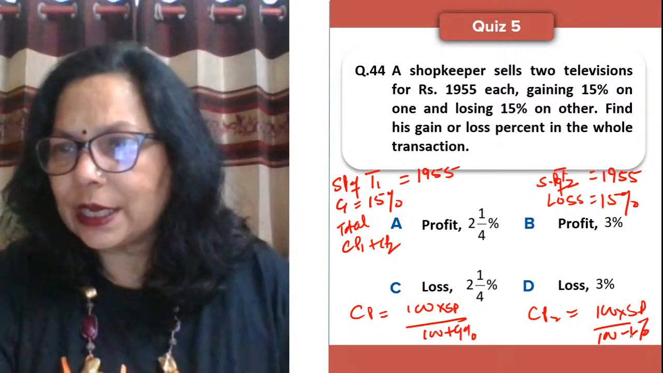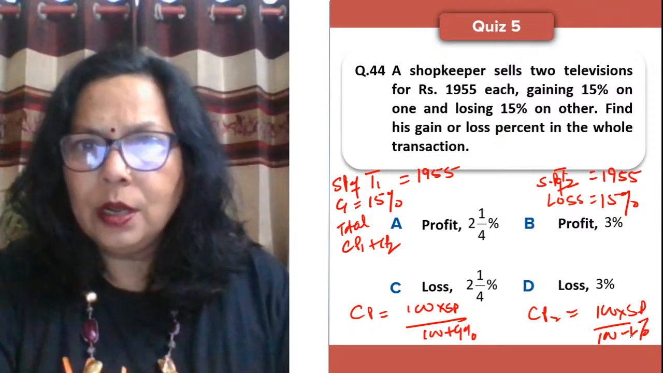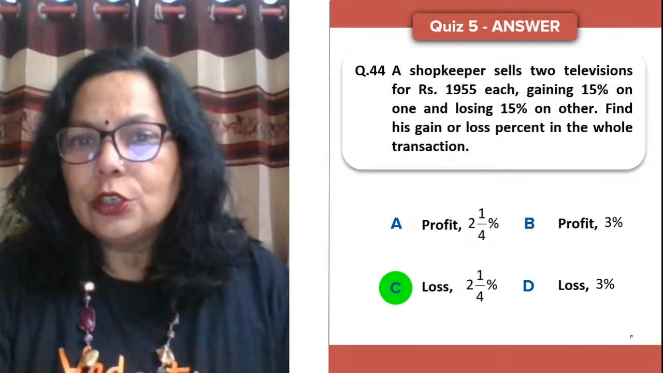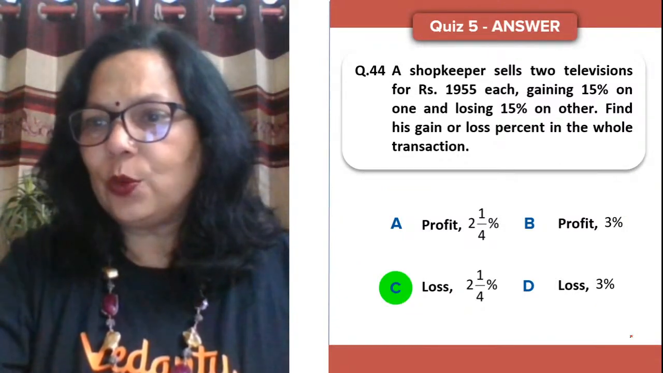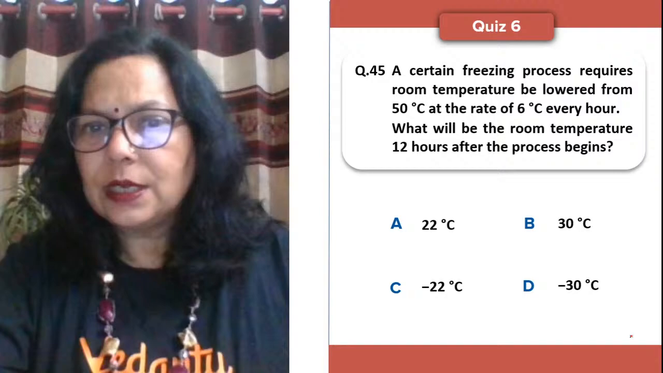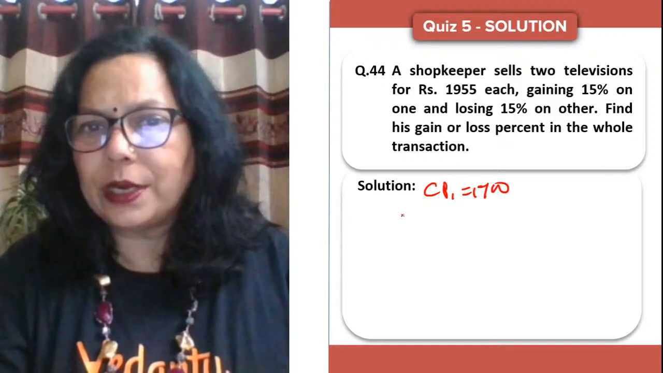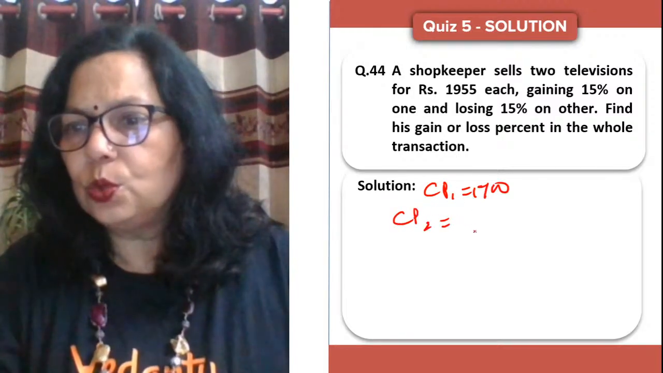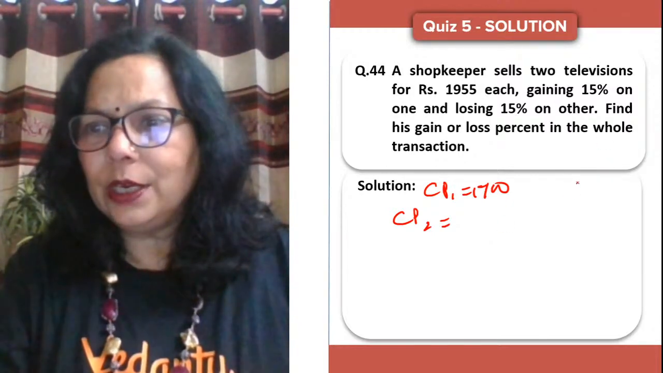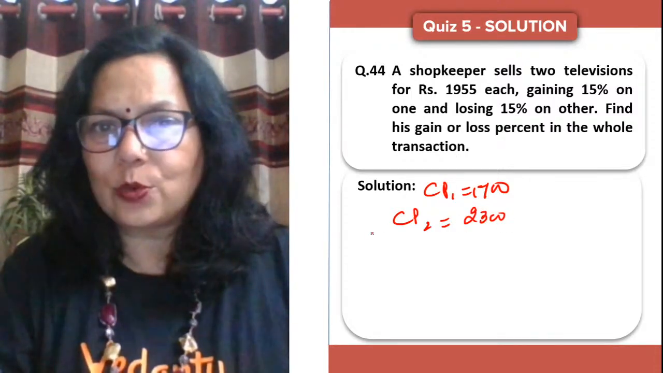So already JJ has taken out the answer. Manas says CP1 is 1700, 100 into 1955 upon 115. Okay, Manas. And what is CP2? Yes. So here the loss is, you are correct, JJ. You did it very fast. Athar Shukla, hello. How are you? Yes. So your CP1 comes to 1700. Manas, what is CP2 coming? I'm waiting for the CP2. Yes. CP2 is 100 into SP. Manas says 2300. Okay, I have not calculated, but Manas is saying 2300.